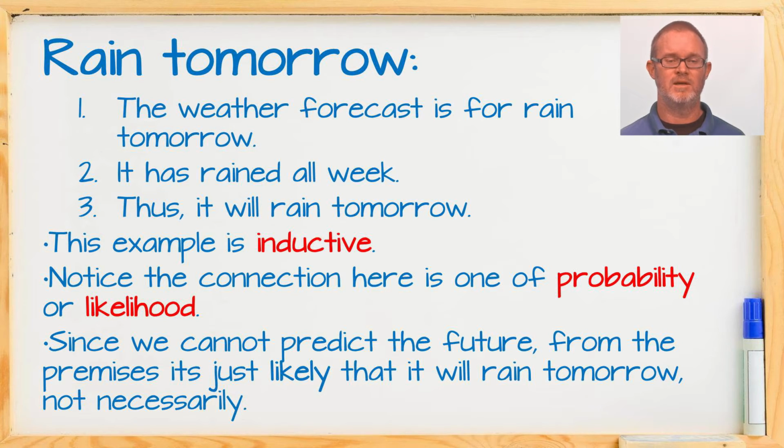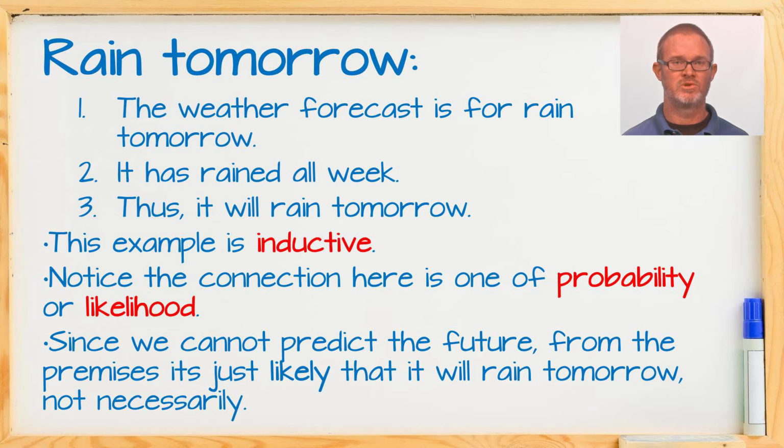And notice again the idea of probability or likelihood that's built into the connection between the premises and conclusion. The premises make the conclusion more likely, right? If it's rained all week, that makes the conclusion that it's going to rain tomorrow more likely. But also, if the weather prediction is for rain tomorrow, that as well makes the conclusion more likely that it's going to rain tomorrow.